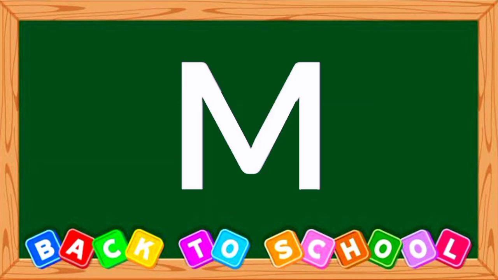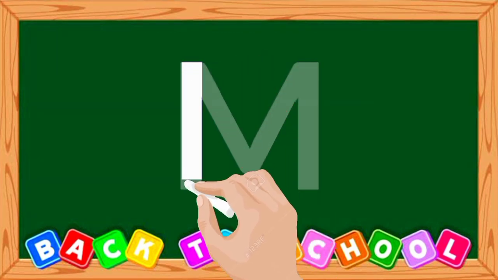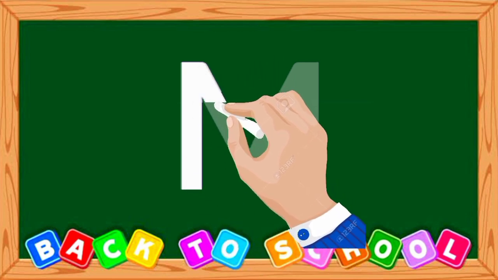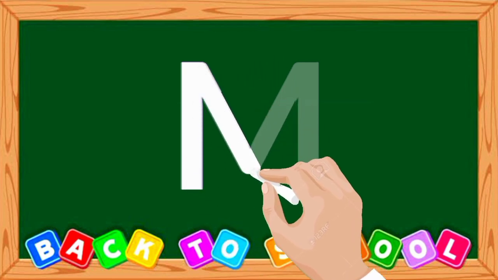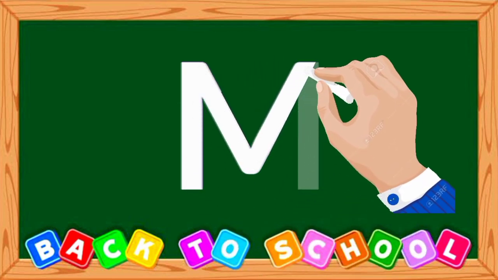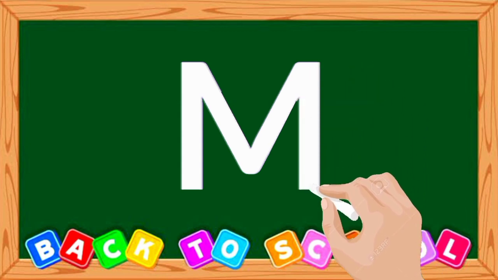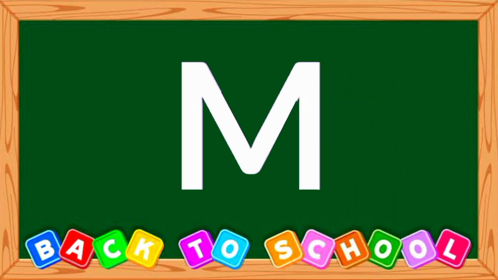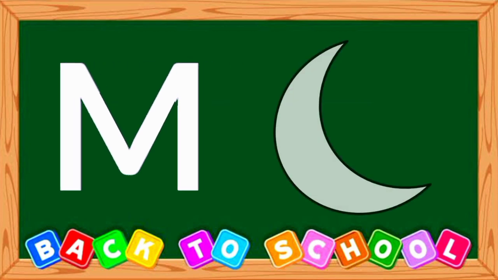Letter M. One standing line and a slanting line to the bottom, a slanting line to the top, and a standing line to the bottom makes my letter M. M says M. M as in moon.